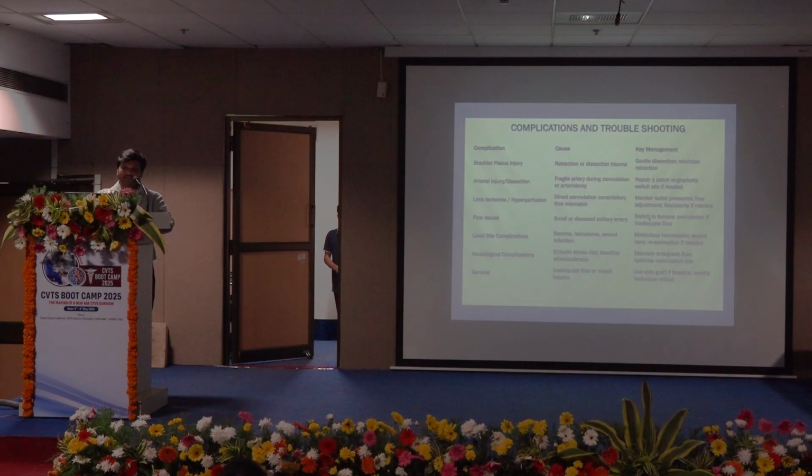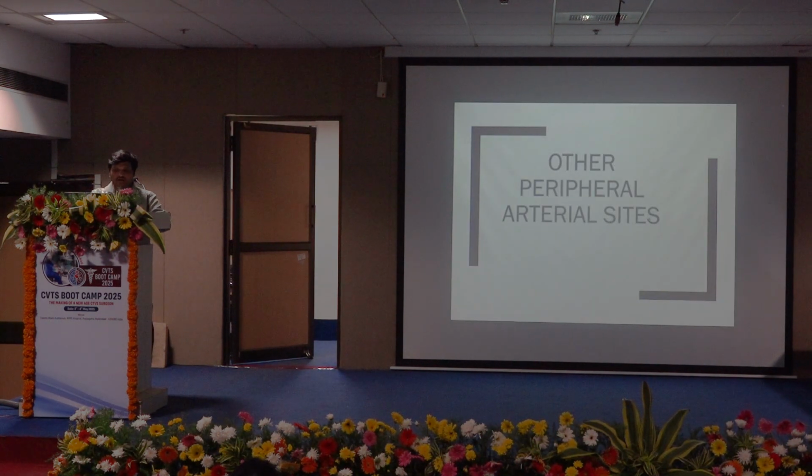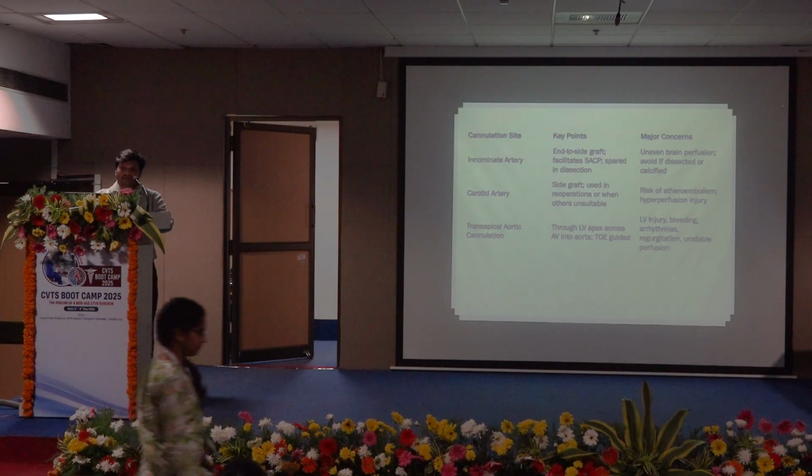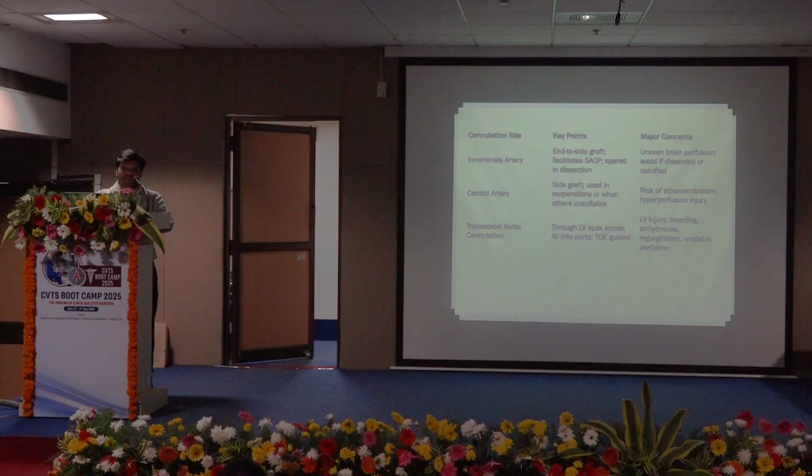Complications include brachial plexus injury, axillary artery injury and dissection, limb ischemia, flow issues, local site complications, neurological complications, and inadequate flow or vessel trauma. Other peripheral arterial sites include the innominate artery, carotid artery, and transapical aortic cannulation.